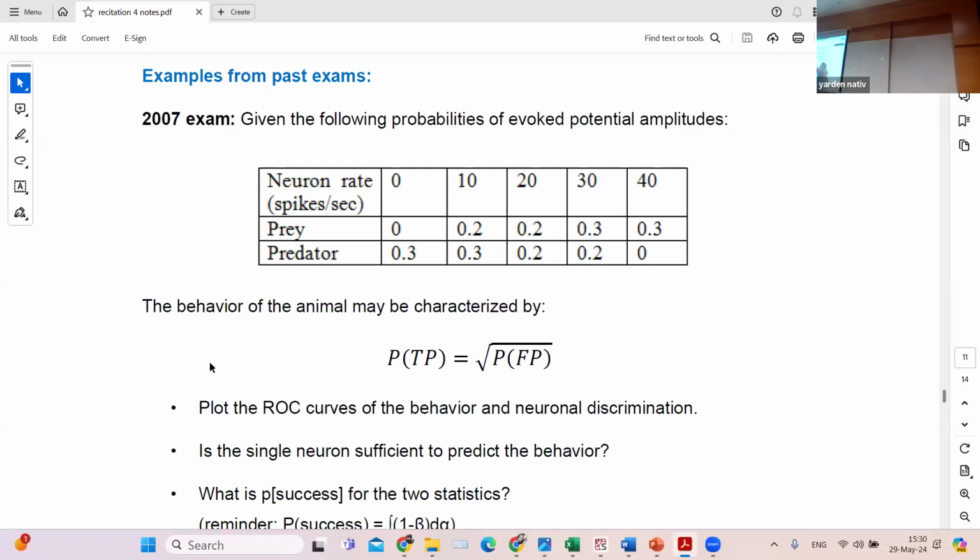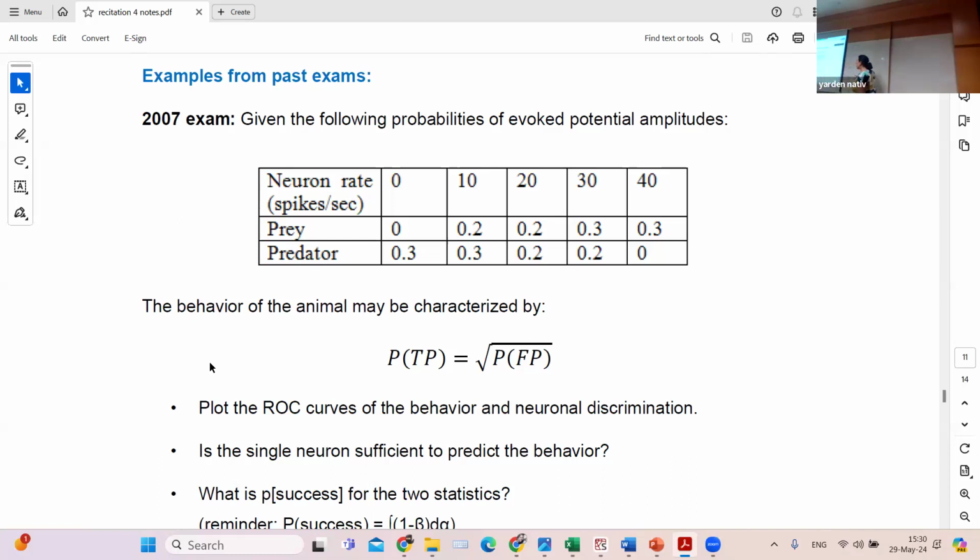Okay, so the neuron could either respond with 0, 10, 20, 30, or 40 spikes per second. If it responds with 0, it would be either to a prey or predator with a higher probability to predator. If it's 10 spikes per second, it's 0.2 for prey and 0.3 for predator. And if we are at 20, it's the same between the two of them. And here they are getting opposite. It's a higher probability for the prey. And if it fires at 40, it could be only prey.